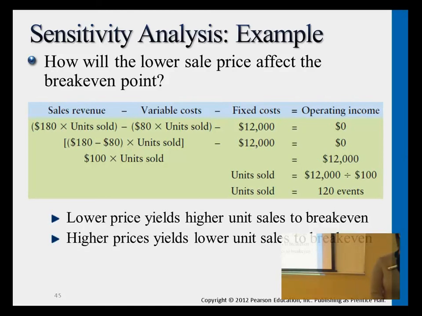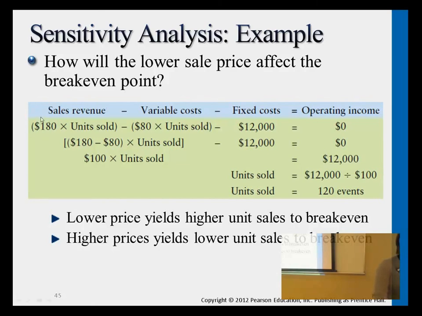Okay. So let's look at this example. If we have a lower sale price, how is it going to affect the break-even point? We went over the break-even point last class, right? Again, we remember that with break-even point, when we're calculating it, our operating income is 0. So we have the same formula that we've worked with for a couple classes already: sales revenue minus variable cost minus fixed cost is our operating income. So let's see what happens if something changes.